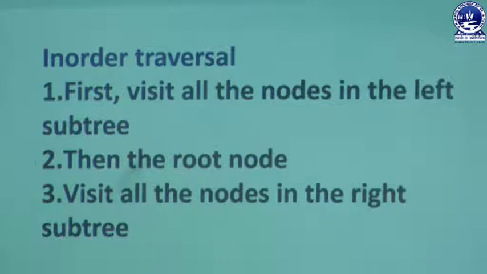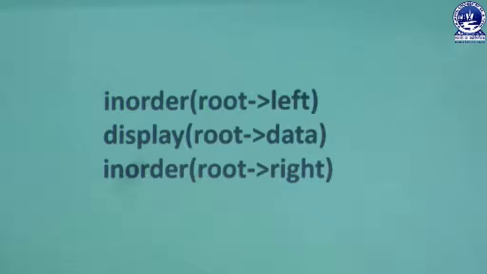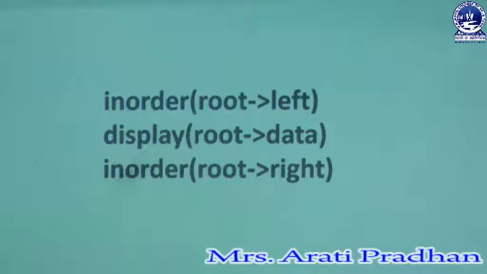In case of in-order traversal, first we will visit all nodes in the left subtree, then we will visit the root node, then we will visit nodes in the right subtree. If we represent it in an algorithm manner, then the algorithm may be written as: in-order root left, display root data, in-order root right.